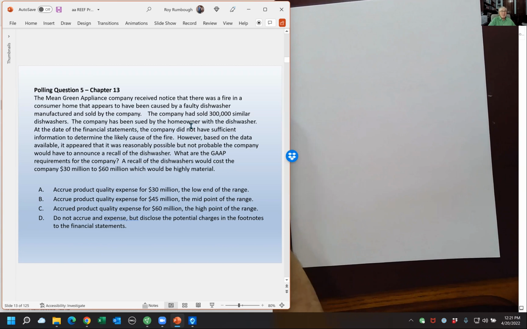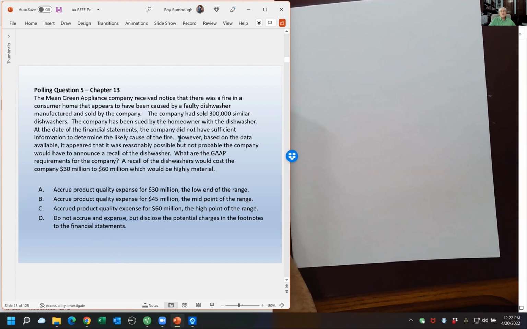It wasn't the Mean Green Appliance Company, but there's a possible faulty dishwasher. Not sure about it. And the company has actually been sued by a homeowner because there was a fire that happened. But maybe it's just not one home. So we'd have to look at this one lawsuit to see, is it probable? What is the likelihood that we're going to win or lose this lawsuit? We have to consider, are there problems with all 300,000 dishwashers? Do they have similar issues out there? And that would turn into a recall, an urgent recall, because we cannot let our homeowners get hurt in a fire. And it's a law, the Consumer Product Safety Commission, I think it is, that controls these.